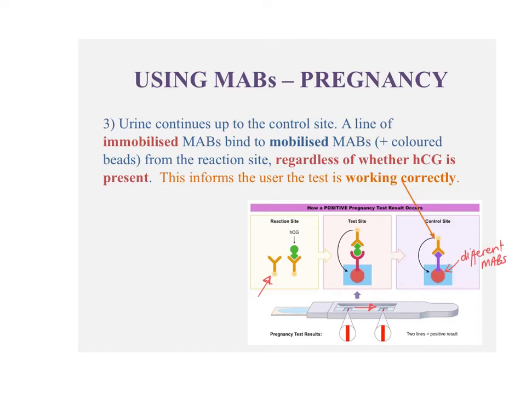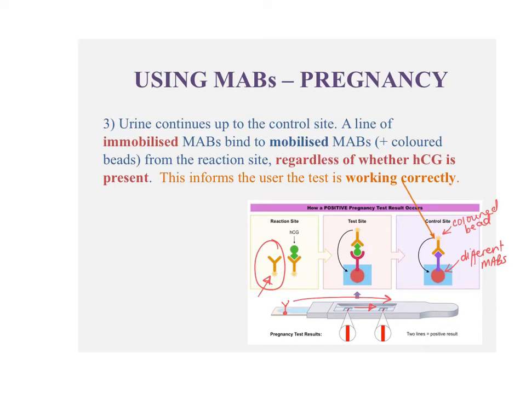So even if you aren't pregnant, these unbound monoclonal antibodies from the reaction site are going to travel all the way down the test strip to the control site and rotate again and put the fluorescence or the coloured bead at the top. This in turn means that we're going to get a nice visible line that will show that the test is working.